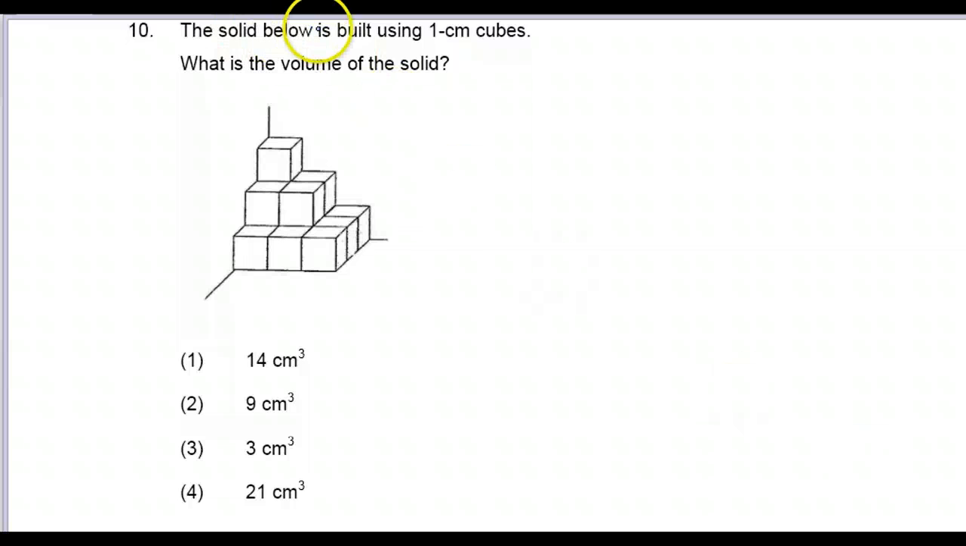The solid below is built using 1 cm cubes. So what is the volume of the solid? So I know that the base would be 9, the middle will be 4, and the top is 1. So always count from the base. Base I have 1, 2, 3, 4, 5, 6, 7, 8, 9. So the layers are 9, 4, 1. So altogether I would have 14 cm cube. Option number 1.